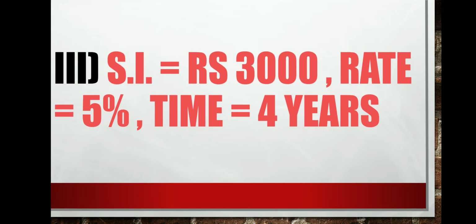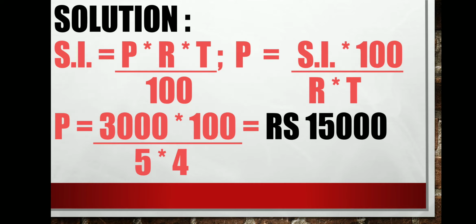Now come to third sub part of question number 3. SI is given 3000 rupees, rate is 5% and time is 4 years and we have to find the principal. Now you know children, P is equal to SI into 100 divided by R into T, and we just put the value 3000 into 100 divided by 5 into 4, that comes to rupees 15,000 principal.